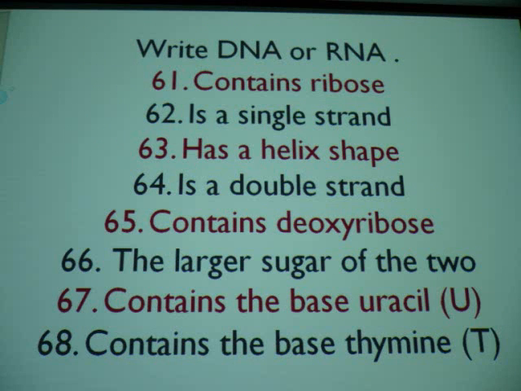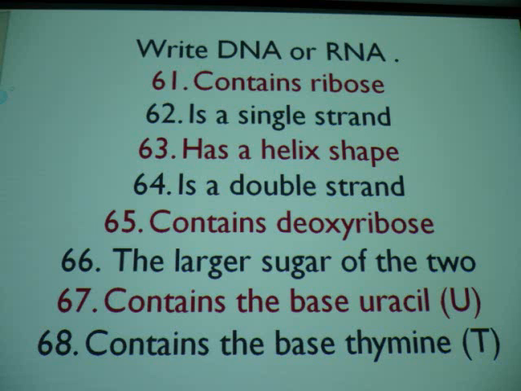All right. Now I want to know D or R for these. If you got ribose, you must be RNA. R. Single strand is R. Helix, D. Double strand, D. Got deoxyribose, D. The larger of the two, R. Deoxy, you lost oxygen, so you're a little smaller than the R. If you take ribose and take off the oxygen, you have deoxyribose, which is a little smaller. Which one's got uracil? R. Who's got thymine? D. That'd be all shuffled up on my test, so not ordered.